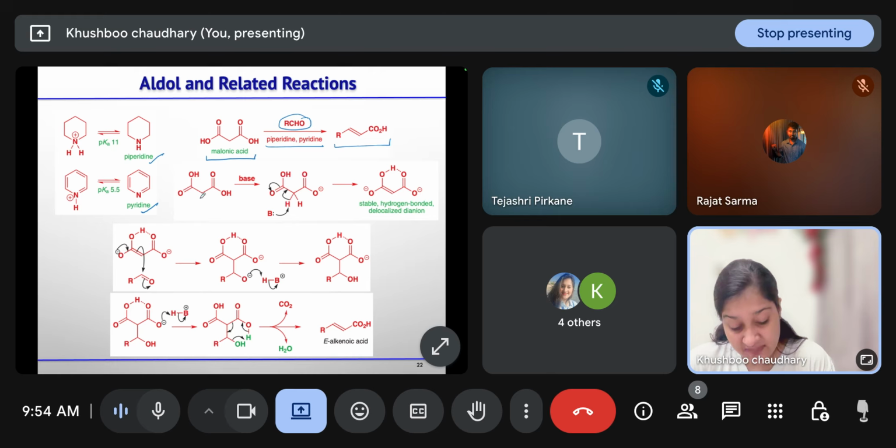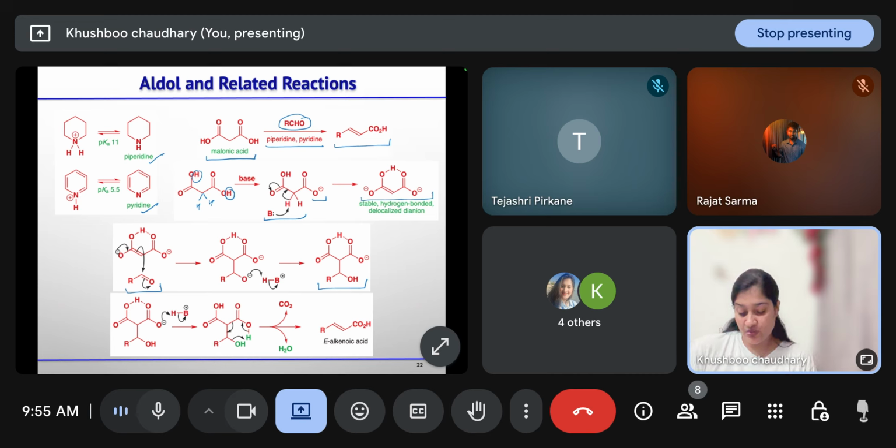Similar mechanism. Firstly, base will take the alpha proton, and before that your carboxylic acid is more acidic, so base will take this carboxylic proton and carboxylate anion will generate, and then alpha proton abstraction will take place to give you this stable hydrogen bonded delocalized dianion. Once this is generated, it will react with the aldehyde, and O negative will abstract the proton, and you will get this species.